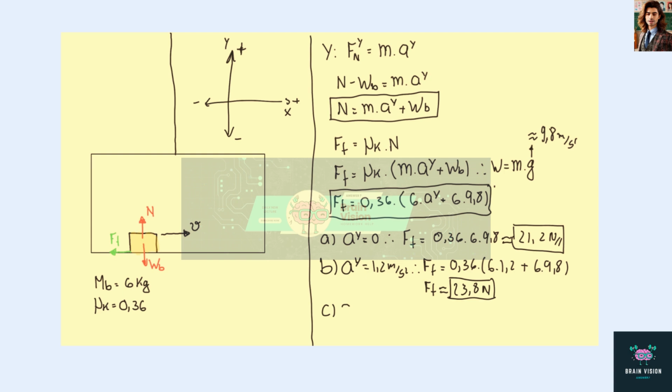And finally, on the third item, we have an acceleration of 1.2 meters per second squared, but this time the acceleration is pointing downwards. So in our reference frame, it's a negative acceleration, minus 1.2 meters per second squared. And this gives us a frictional force of 0.36 times minus 6 times 1.2 plus 6 times 9.8. So the frictional force in this situation is approximately 18.6 newtons. So this is the answer for the third and final item.